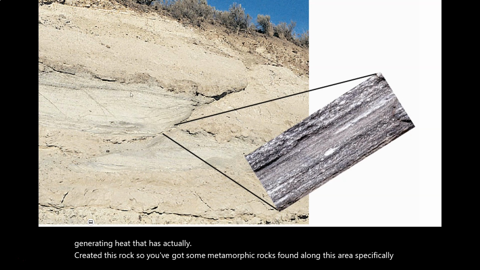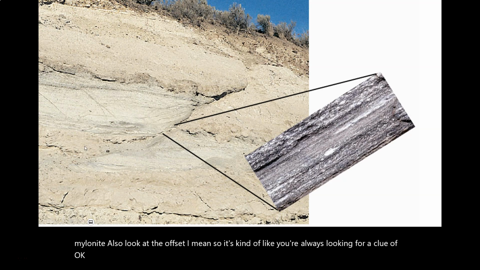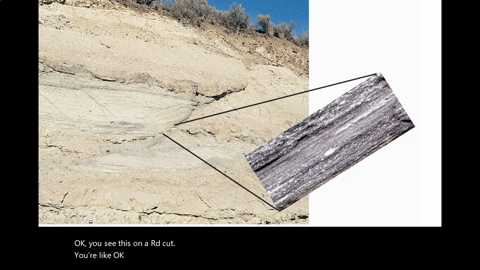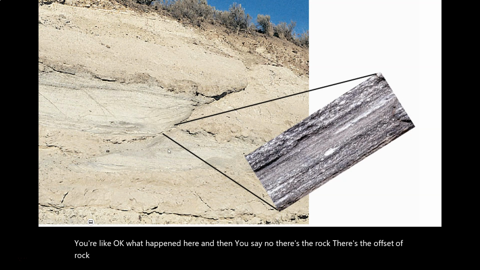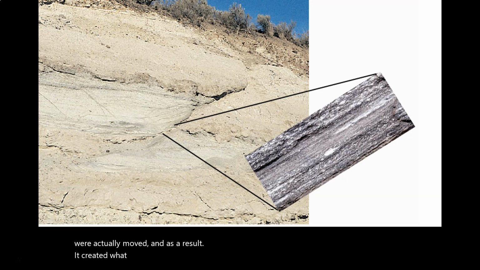Also, look at the offset. So it's kind of like you're always looking for a clue of, okay, you see this on a road cut, and you're like, okay, what happened here? And then you say, oh no, there's the offset of rock layers. This indicates that some sort of event took place where the rock structures were actually moved, and as a result, it created what you visibly see here.